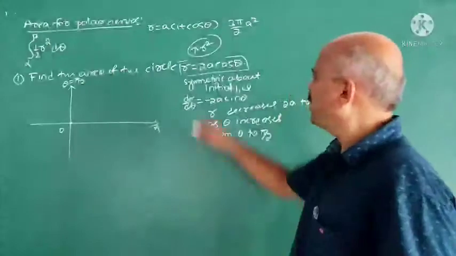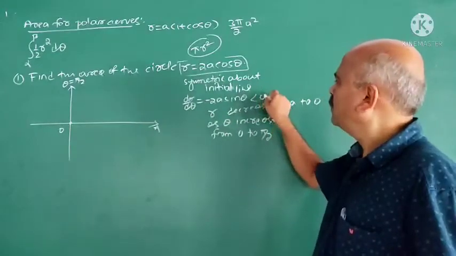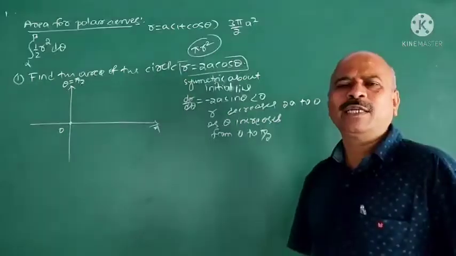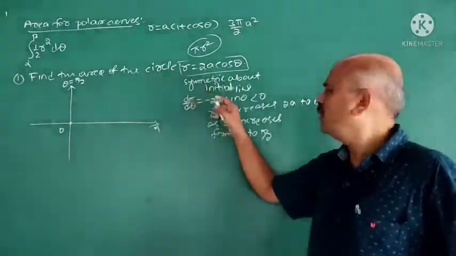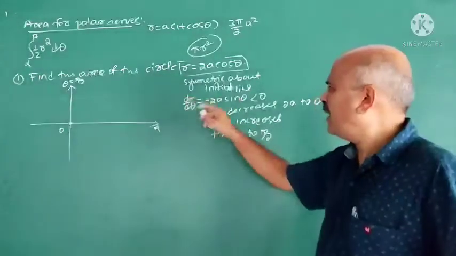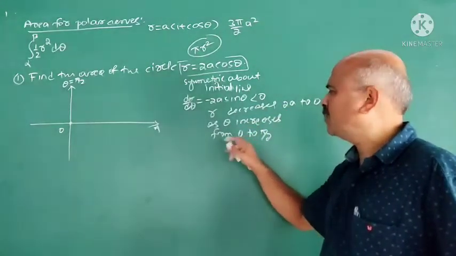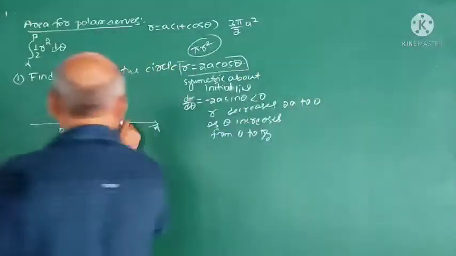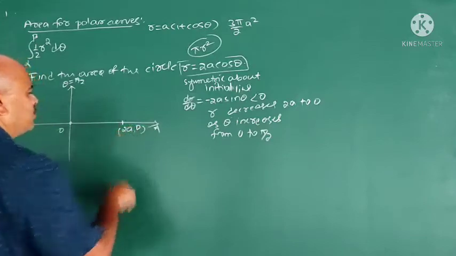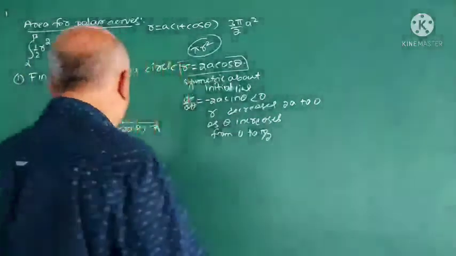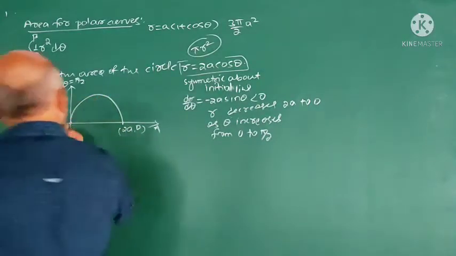Because when theta is 0, what is r? 2a. As theta increases, dr by d theta is negative. Therefore, dr by d theta is negative in 0 to pi by 2. So r decreases from 2a to 0 as theta increases from 0 to pi by 2. Maximum value of r is 2a, so I take this as 2a. R is 2a when theta is 0. This is the maximum value. Slowly r decreases just like this, and when theta is pi by 2, r becomes 0.